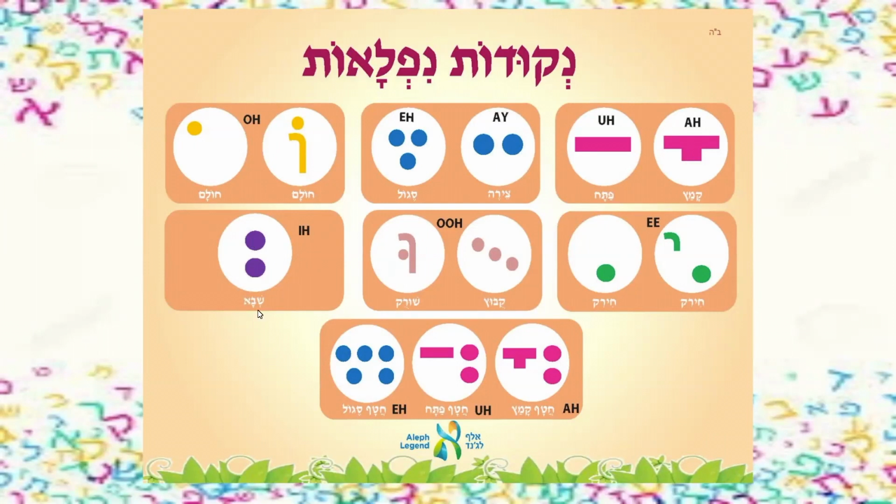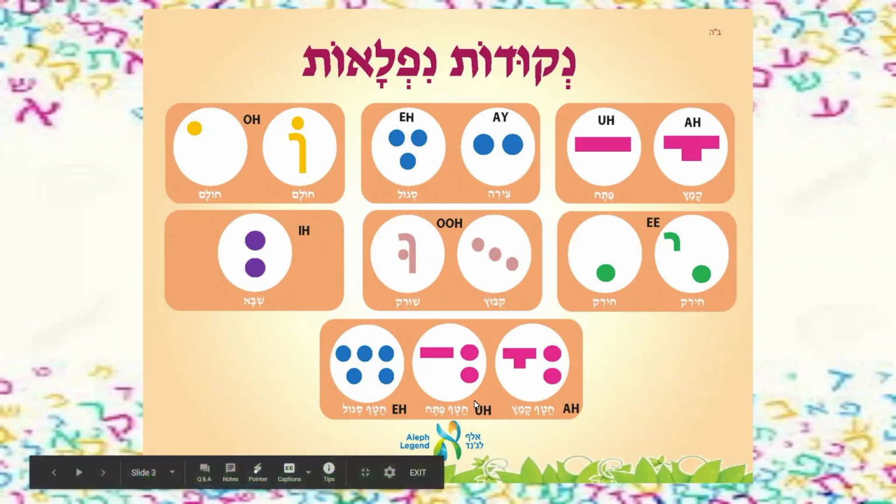These two dots, if you see them on top of each other, are silent. That means you're taking the sound of whatever that letter is. For example, in the word Nikudot, I'm just taking the sound of Nun, N, and it becomes Nikudot. That's why you see this I here.